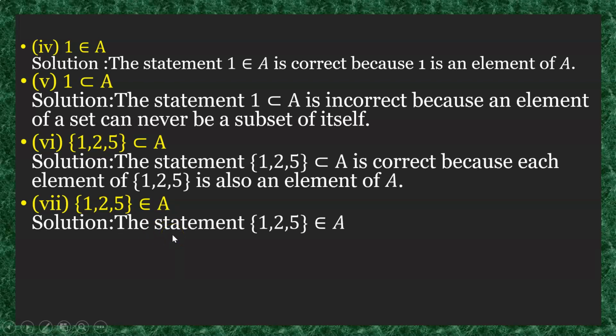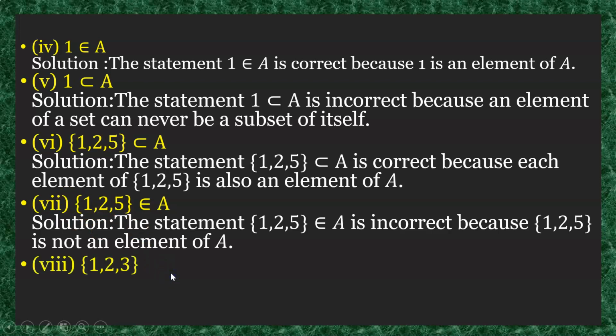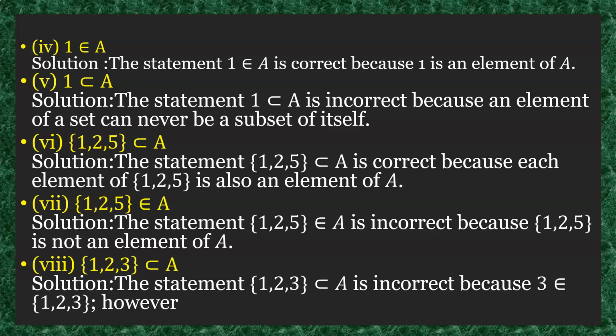Again, {1, 2, 5} belongs to A. The statement {1, 2, 5} belongs to A is incorrect because {1, 2, 5} is not an element. There must be the curly bracket in this set. Okay. Next is {1, 2, 3} is a subset of A. Again, {1, 2, 3} is a subset of A is incorrect because 3 belongs to {1, 2, 3}. However, 3 does not belong to that set A.